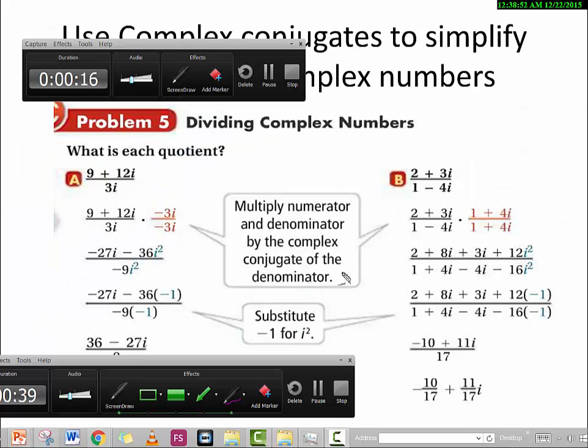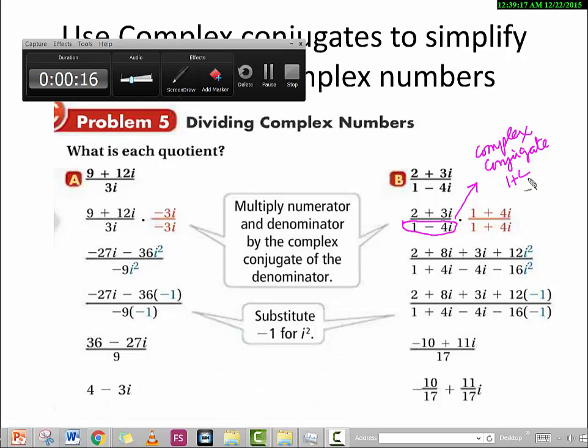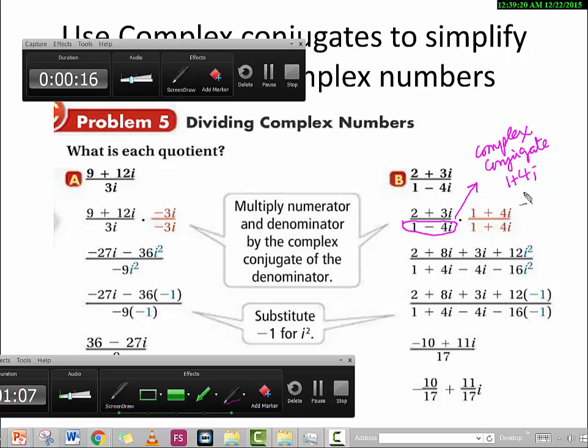Now is example B. 2 plus 3i divided by 1 minus 4i. We are going to do the same thing. First, we have to determine the complex conjugate of the denominator right here. So 1 minus 4i, the complex conjugate is going to be equal to 1 plus 4i. Now we're going to multiply by 1 plus 4i over 1 plus 4i because this whole expression is equal to 1. Anything times 1 is equal to itself, so we didn't change a thing here. But by doing this, we can make the denominator a real number.